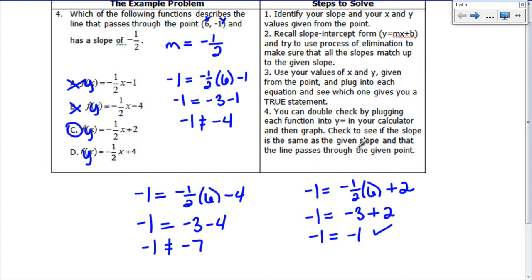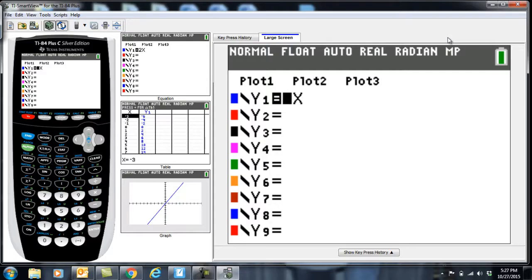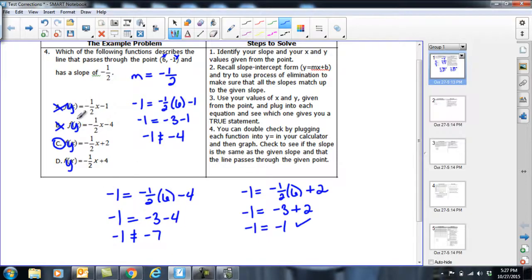Now number 4 says you can double check by plugging each function into your calculator and then graphing them. See if the slope is the same and if the line passes through that point. Well, we've got all the ones that have the same slope, so we're just going to check it on our calculator. Grab your calculator and go to this button right here that says y equals, and we're going to type in our equations. We're just going to check 2 because we know what the answer is. Let's check A, which is -1/2 x minus 1.